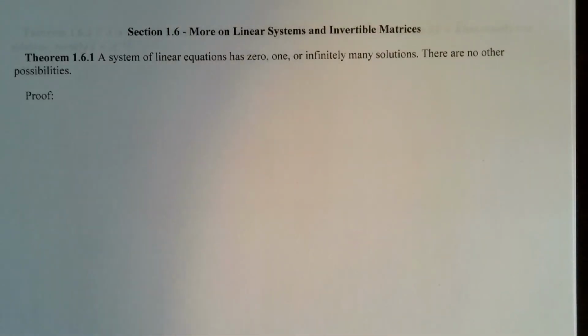Okay, we want to spend a little bit of time just going back to linear systems and invertible matrices now that we've talked about what an inverse matrix is and how to find the inverse of an invertible matrix using the inversion algorithm. Let's now take a look at this theorem, which is something we have essentially stated but not yet proved, and that is a system of linear equations has 0, 1, or infinitely many solutions. There are no other possibilities.